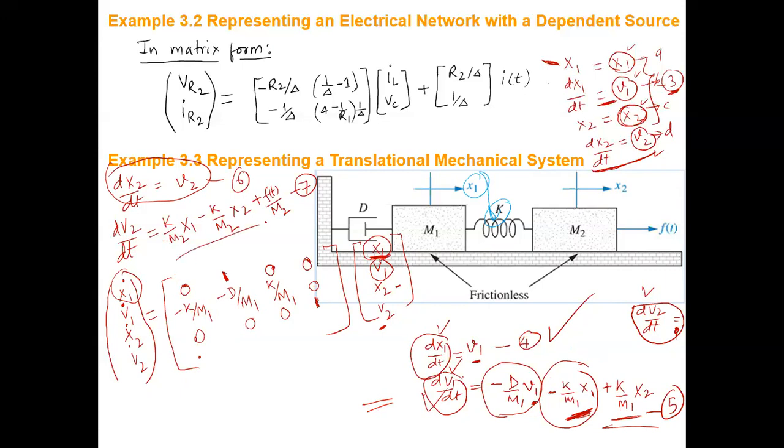Now, let's take a look at this guy. How about here? The first one is X1. So X1 times what? K over M2. Then the next one is B1. What is B1 here? B1 is zero, right? So the next one is X2. What is my X2 here? This guy. So negative K over M2. Then what is the last one? The last one is B2. That's zero, right?